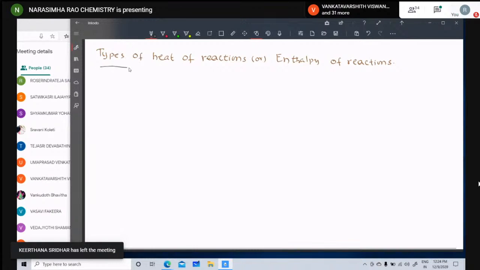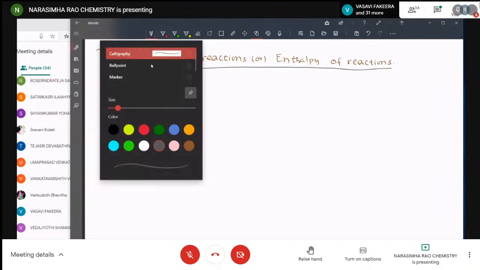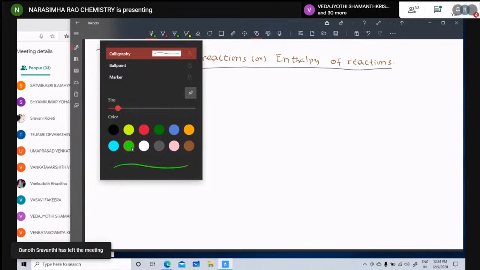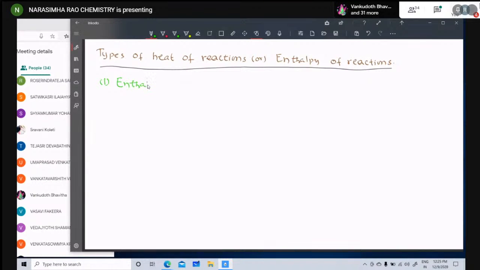Already we know how many types there are. Let me discuss. Among them, the first one is enthalpy of formation. Enthalpy of formation. Most important, NEET questions are asked from this one. What is enthalpy of formation? Let me discuss.